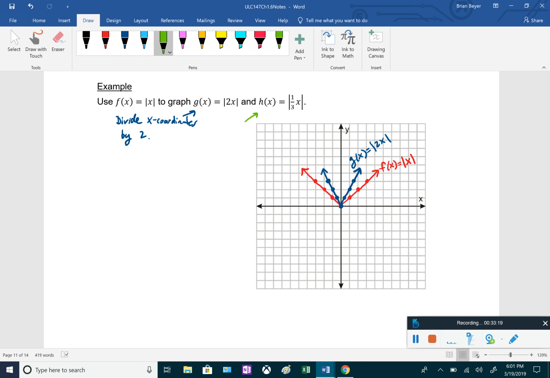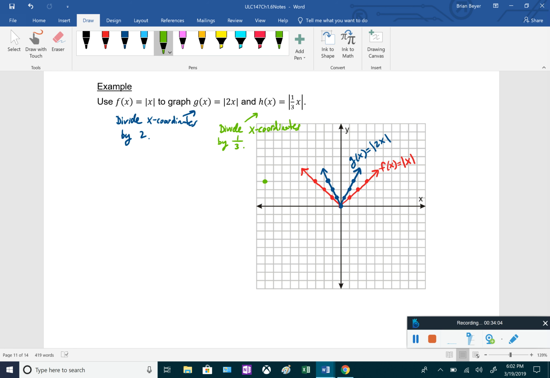Next, for h of x, the absolute value of 1/3 x, we're going to divide the x coordinates by 1/3. If we're dividing by 1/3, that's actually the same as multiplying by 3. So I'll do it that way because it's obviously a little bit easier. I'm going to multiply all of the x coordinates from f of x equals the absolute value of x by 3, and the y coordinates are going to stay the same. Starting with this one over here, that's negative 3. So negative 3 times 3 gives us negative 9. The y coordinate stays the same.